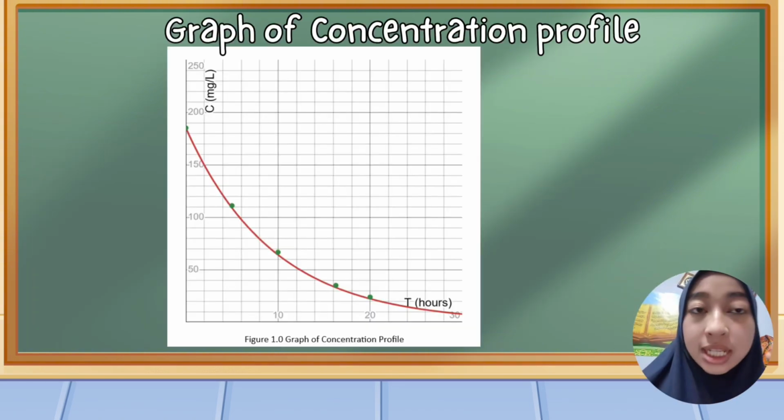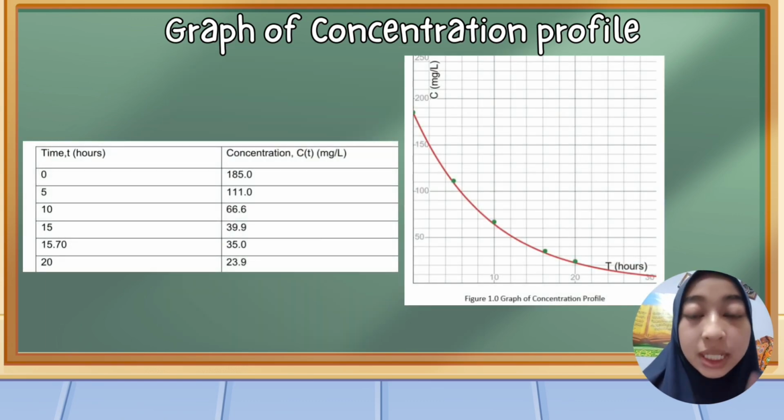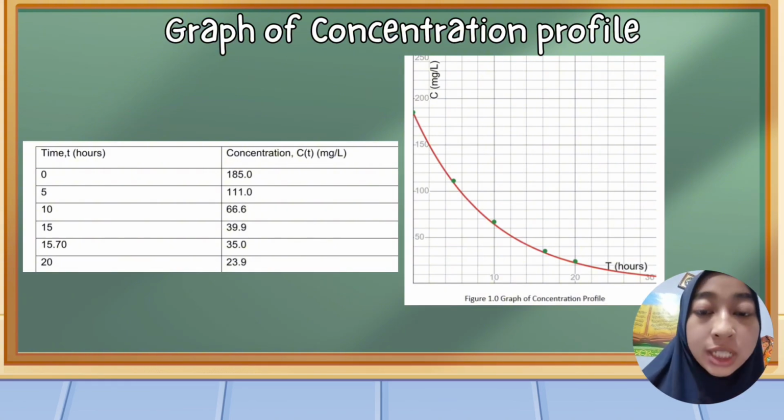So now let's take a look at the graph. Based on the graph, we can clearly observe the exponential decay trend. The pollutant concentration decreased rapidly during the early hours, and then the rate of decrease becomes slower as time increases. This happens because the pollutant removal rate depends on the amount of pollutant remaining in the reservoir. As the concentration becomes lower, the rate of decrease also becomes slower. So overall, both the table and graph show that the exponential decay model accurately represents the behavior of the pollutant concentration over time.